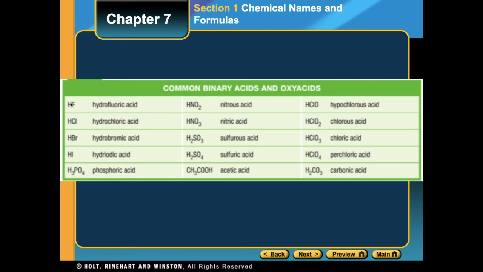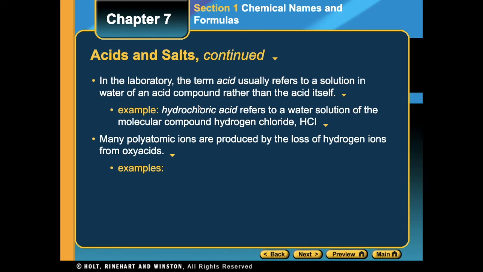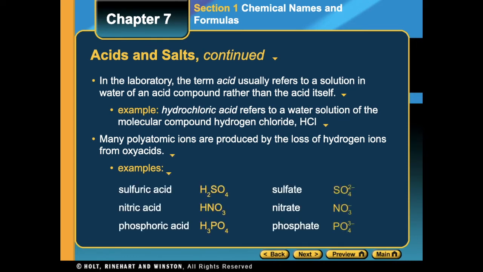Binary acids are just a hydrogen with a halogen, while oxyacids are acids which contain at least 1 hydrogen and at least 1 oxygen. Okay? So, what we need to know in the lab, in terms of the term acid usually refers to a solution in water of an acid compound rather than the acid itself.